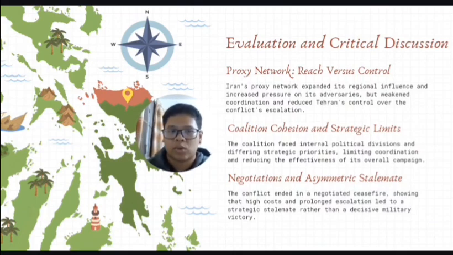Third is proxy network reach versus control. The third point focuses on Iran's proxy network. Iran relied on groups such as Hezbollah, the Houthis, and also the Iraqi militias to attack coalition interests from multiple fronts without directly deploying its own military. This expanded Iran's regional influence and forced the coalition to spread its resources across different threats.